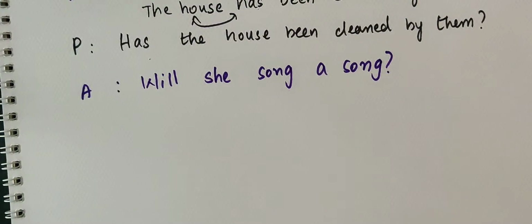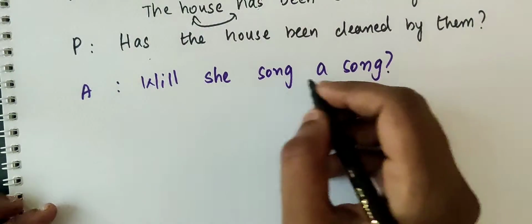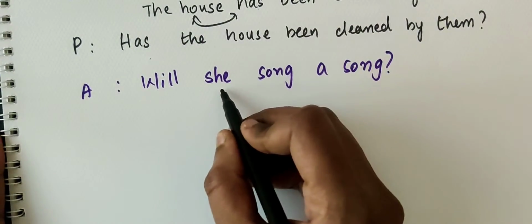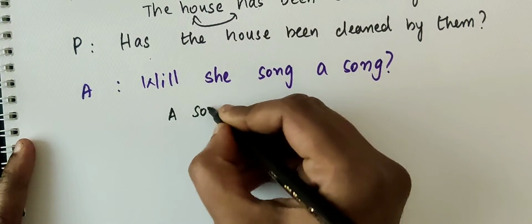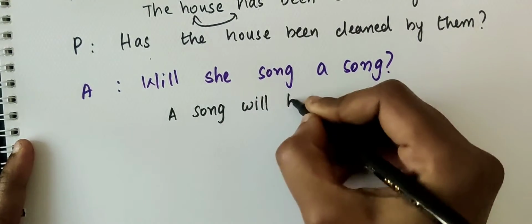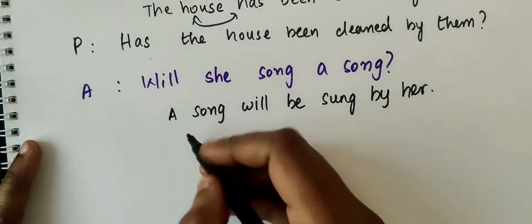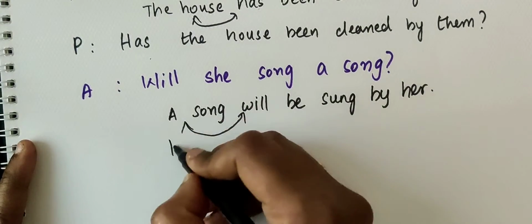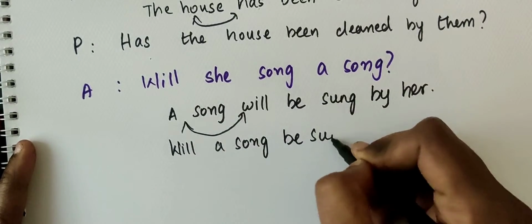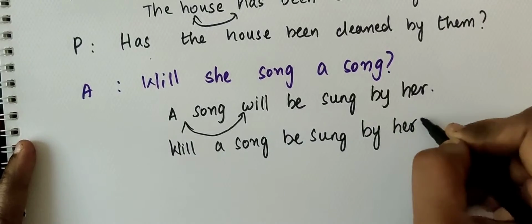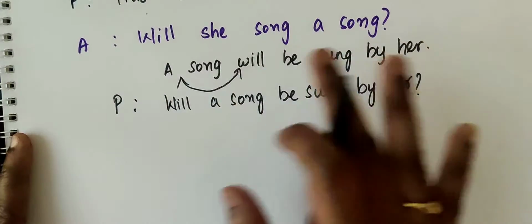It's another question that starts with will. It's a yes or no question. So first convert it into passive. She will sing a song. So a song will be sung by her. Now swap these two and add a question mark. Will a song be sung by her? This is the passive form of this question.